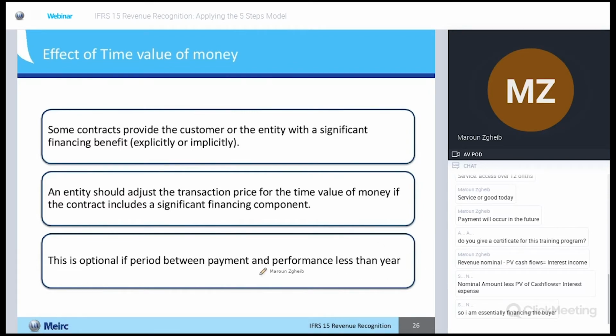This should apply to any contract, but it is optional if the payment is within less than 1 year. It is optional but not prohibited. So if you are selling to a customer and the customer will pay you within 8 months, you can still apply the time value of money. You can still recognize revenue at present value, but standard setters mentioned that it is optional. Why? Due to the cost over benefit. There will be a high cost to manage the payments, the schedules, the recognition, and accounting for those. So they tell you it's okay if you do not apply the time value of money for contracts where the payment is within less than a year.